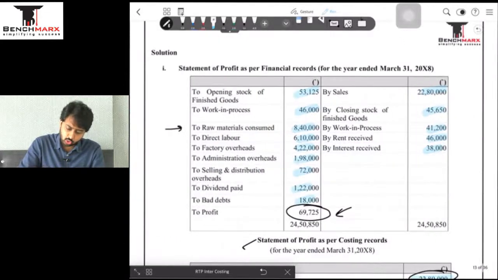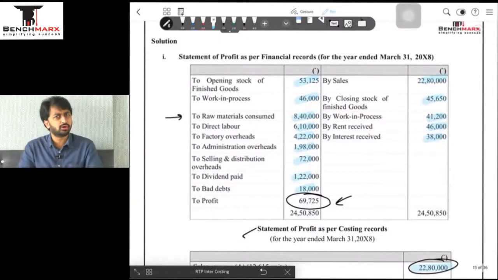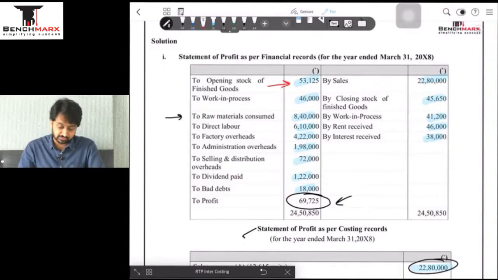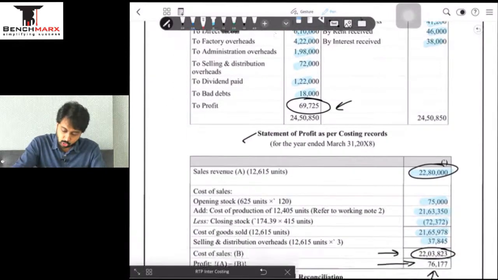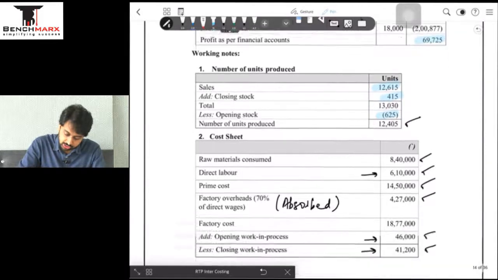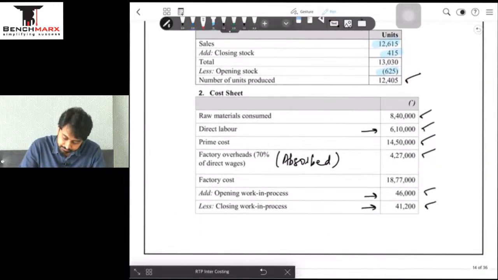How do we start? Go as per your financial records. Compare one line item here, compare this line with that line and get the difference. Now opening stock as per financial records is 53, meaning this figure. Let us use a different colored pen. Okay, we are doing reconciliation. So opening stock of FG is 53 as per finance, and opening stock as per the costing records is this.